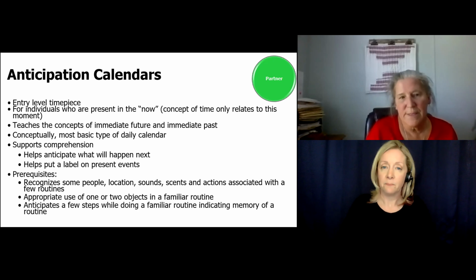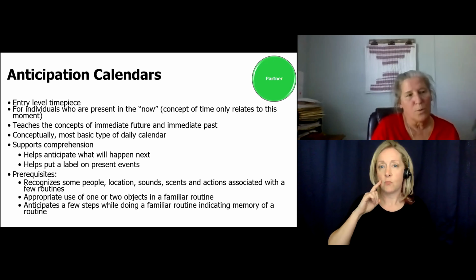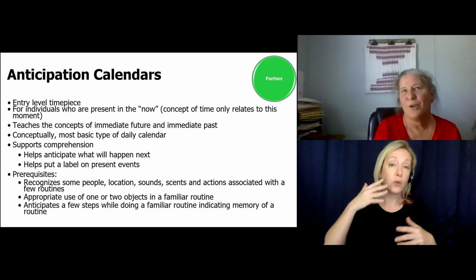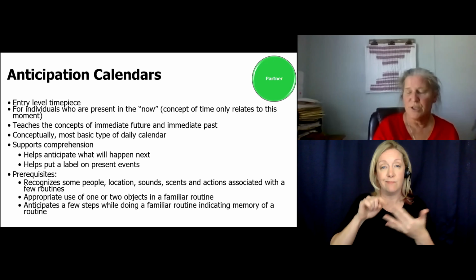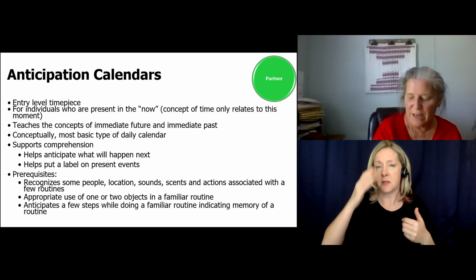So prerequisites to this is they need to be able to recognize some people, locations, sounds, scents, actions that are associated with a few routines. They don't have to know every routine inside and out, just a few routines, but they do need to know and understand those.